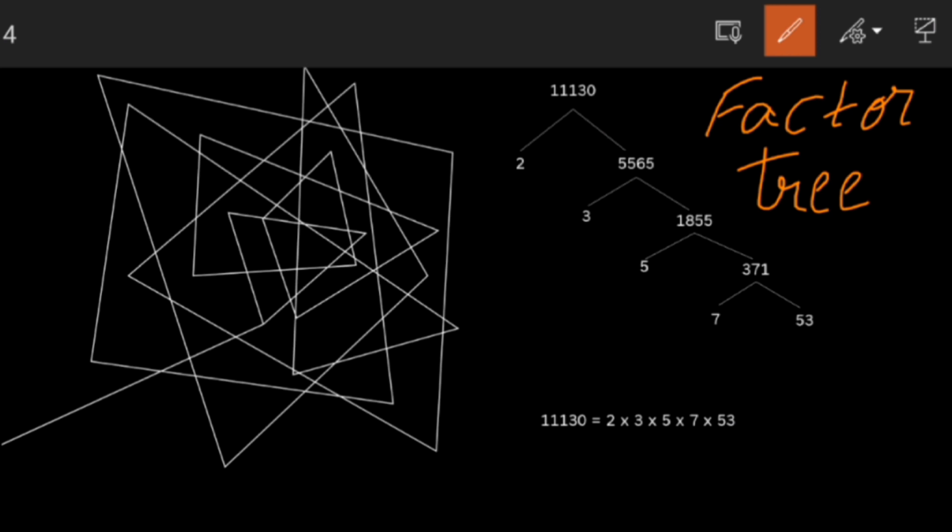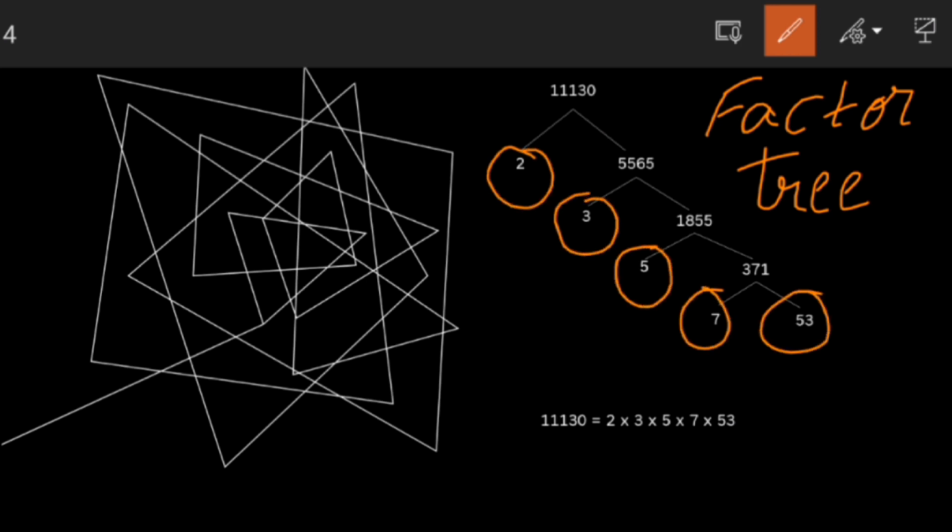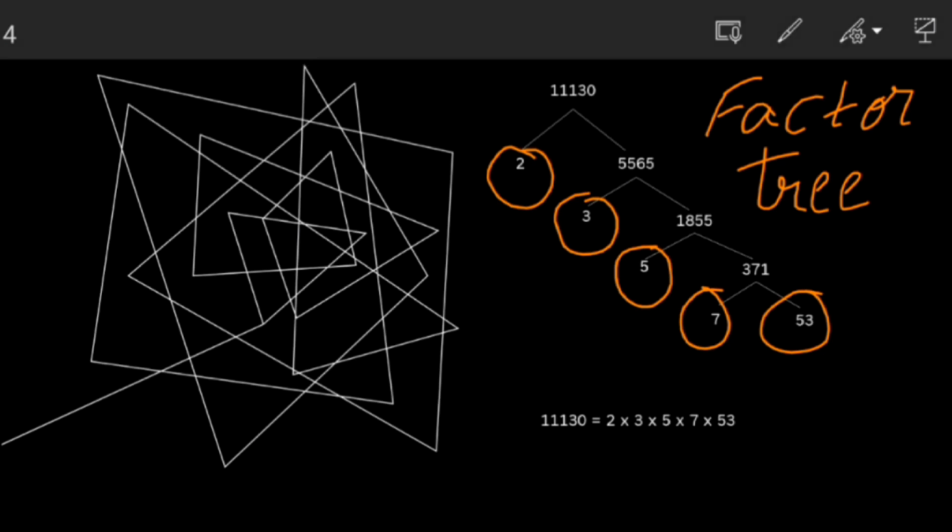After that you write down the product of all the prime numbers here: 2 into 3 into 5 into 7 into 53. Whenever you multiply all the prime factors, you get 11,130. You can verify: 2 times 3 is 6, 6 times 5 is 30, 30 into 7 is 210, 210 into 53 is 11,130.